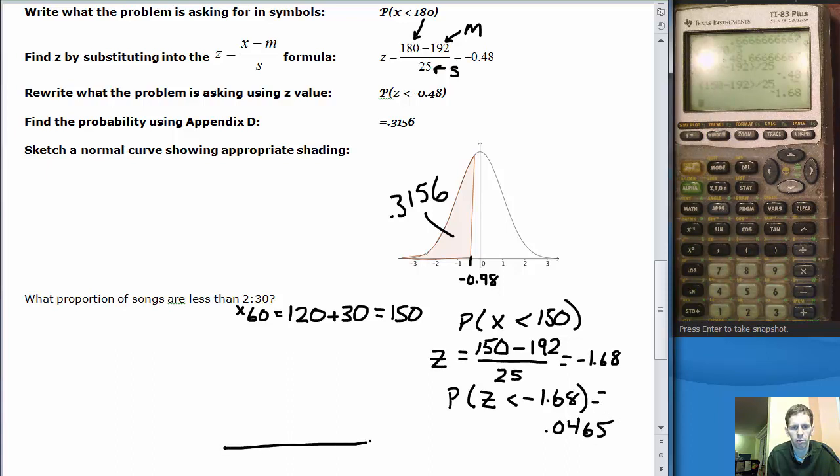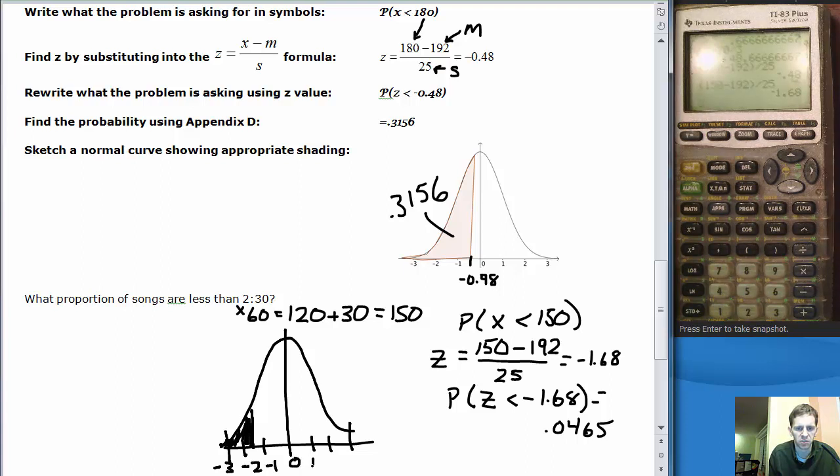We draw our bell curve like this. The mean is in the middle. We should be going about 3 tick marks on each side. Negative 1.68 is between negative 1 and negative 2 tick marks from the mean. It's a less than problem, so we're shading to the left. We're looking at this region, which should be a pretty small region on your graph. It does correspond with the 0.0465 value we got, about 4.65%, so it shouldn't be much of the graph.